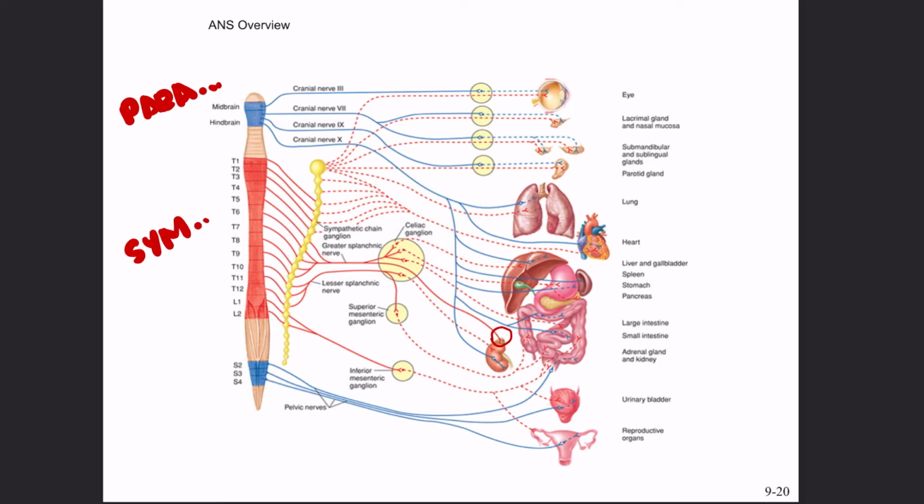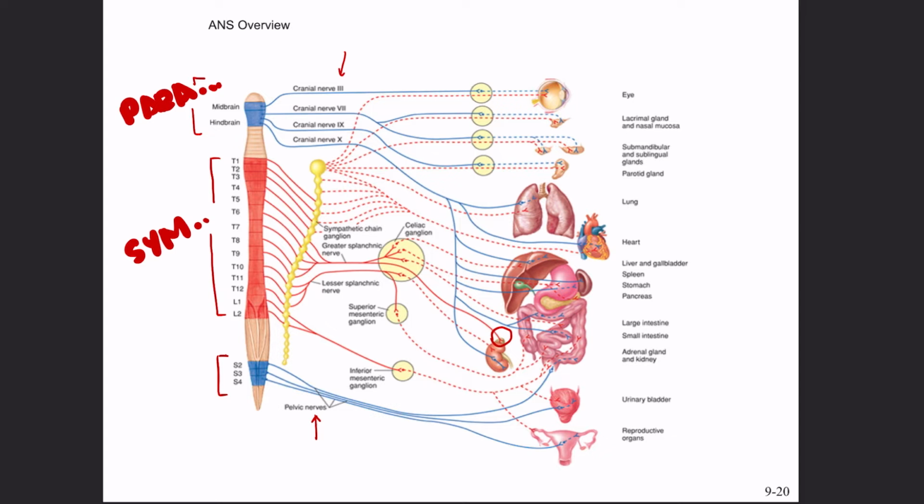Notice that the sympathetic division is in the thoracolumbar division, which is why it's called the thoracolumbar division. And the parasympathetic division comes from the brainstem and the sacral area, so it's also called the craniosacral division. And you can see it's coming from these cranial nerves, and we're going to talk about that.